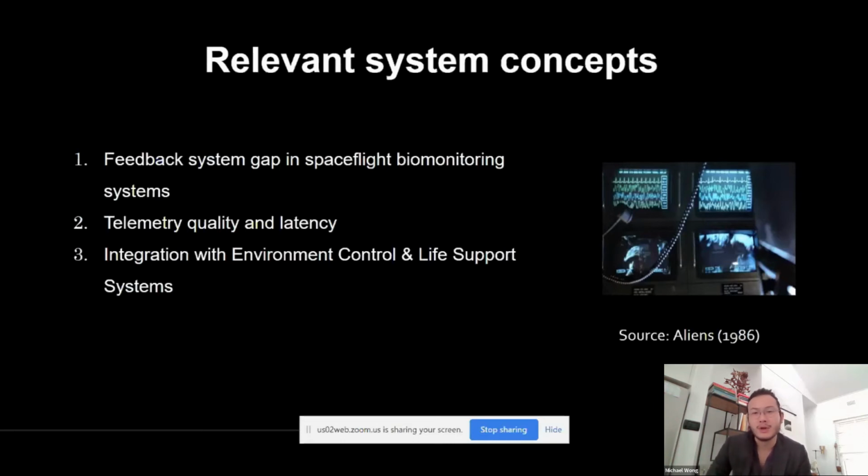Some of the relevant system concept gaps that we are seeing at the moment is that gap in terms of feedback systems. It's great to know, for example, that the person being monitored might have something wrong with them, i.e.